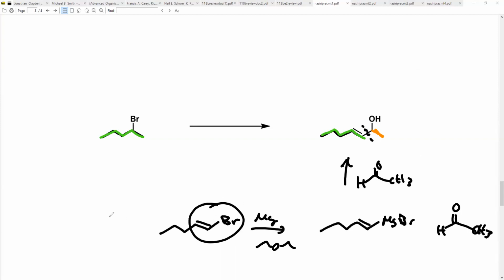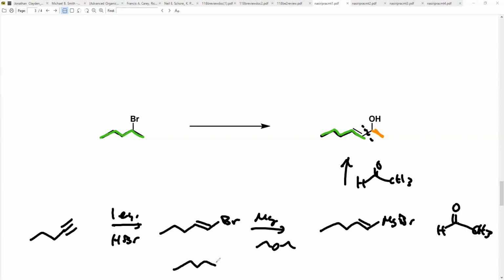to make this vinyl bromide, that's just one equivalent addition of HBr to an alkyne. But keep in mind that the alkyne, if I did this, would give me the bromide that forms this way. I want the bromide that's on the opposite, on the less substituted end. So I use ROOR.